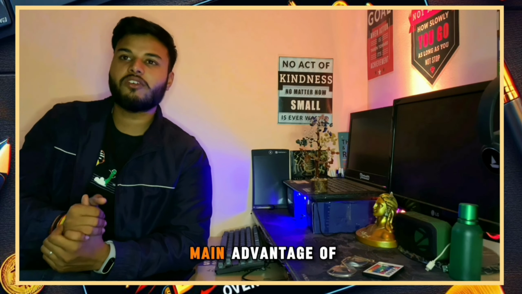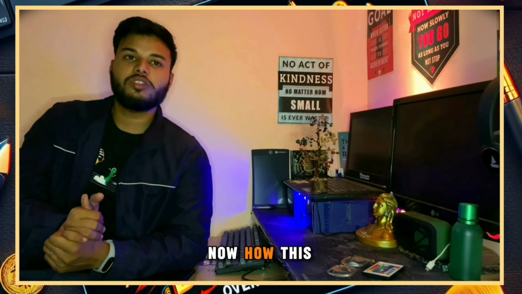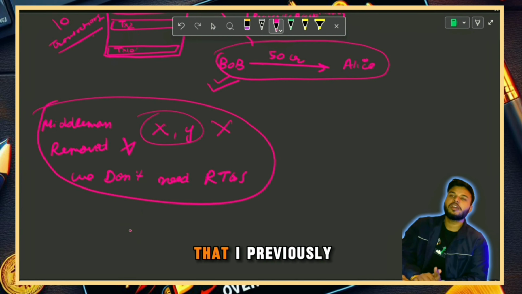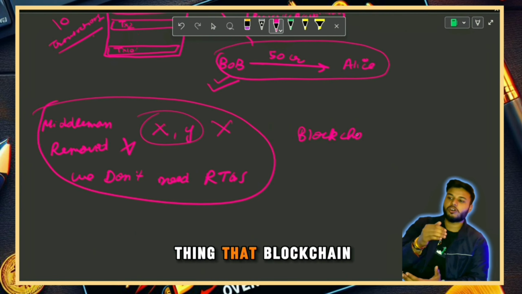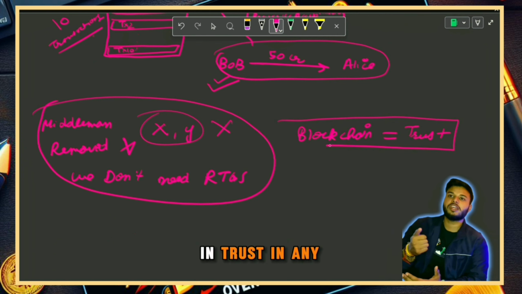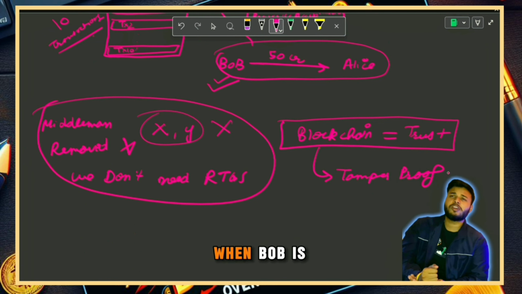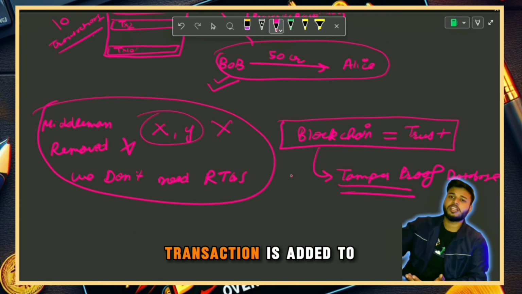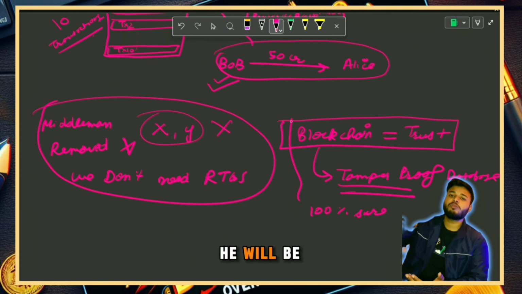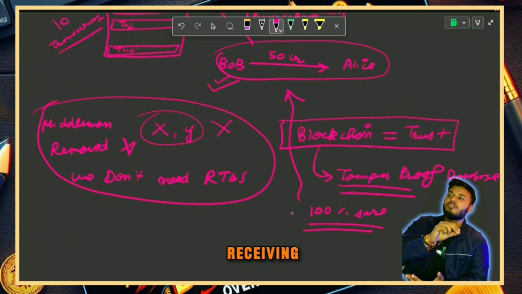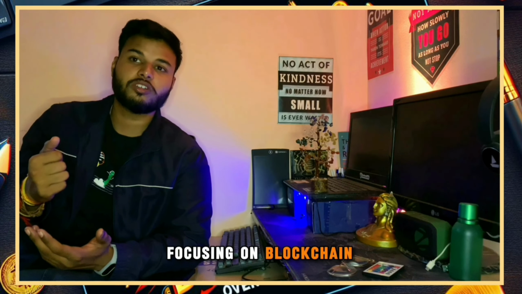So this is the main advantage of using blockchain in our bank transfer system. Now how this whole thing will be happening is that I previously told you one thing, that blockchain can bring in trust in any application. Because it is a tamper-proof database, when Bob is making a transaction and his transaction is added to the blockchain, he will be 100% sure that Alice will be receiving 50 crore rupees. So this is the amount of trust that blockchain can bring in a system. So that's why we are focusing on blockchain so much.